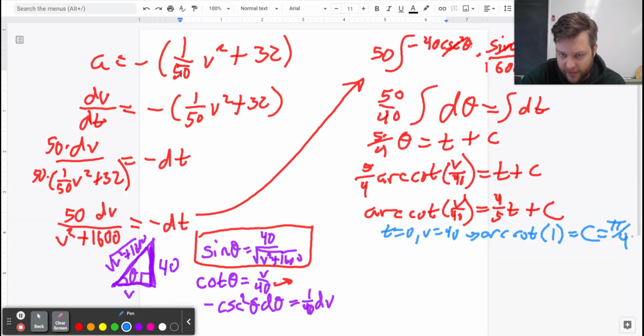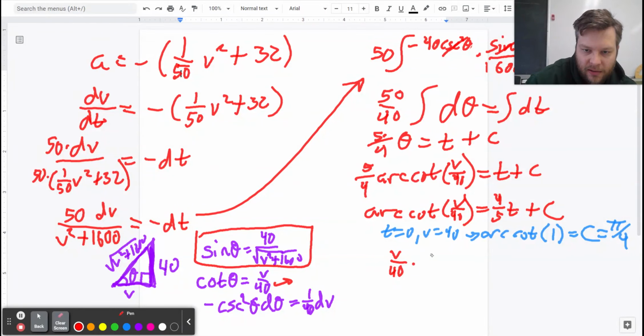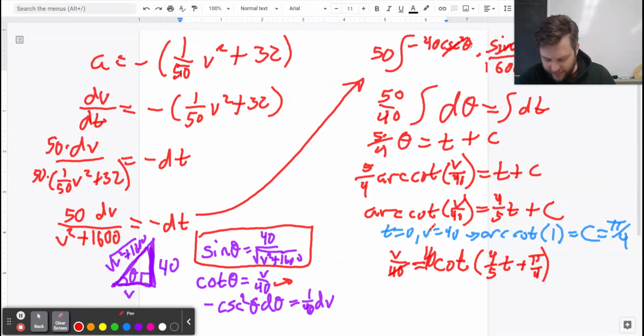Now we're supposed to find the velocity of it at t equals 10 seconds. So I'm going to say that if I take the cotangent of both sides, v over 40 then is the cotangent of 4/5 t plus pi over 4, and you can multiply by 40. And then they wanted us to find the value when t equals 10.